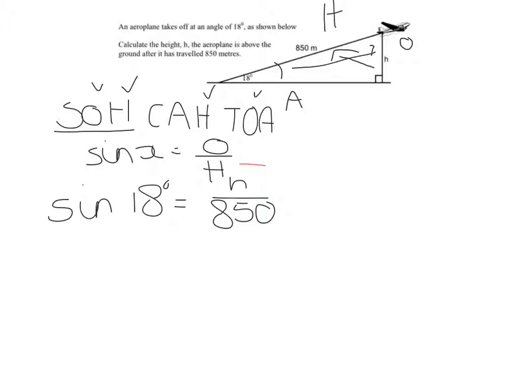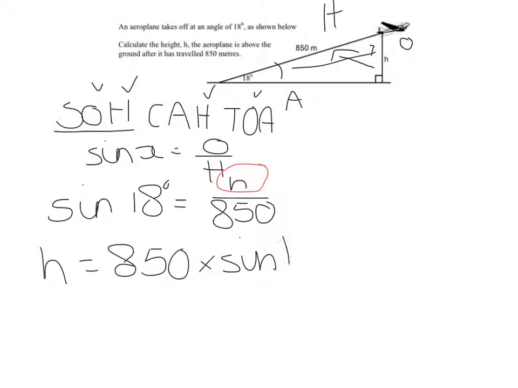Because I want to isolate the h, and at the moment it's being divided by 850, I'm going to multiply by 850 to get that h is 850 times sine 18. And as much as possible, I want to take these answers to 2 decimal places unless it states otherwise. So that's 262.66 metres. So that means that this plane is 262.66 metres above the ground.